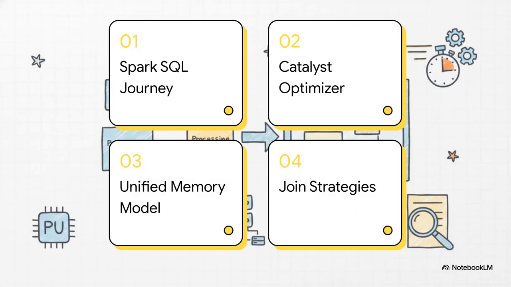To completely demystify Spark's architecture, we're going to break this down into 4 distinct chapters. First up, the Spark SQL journey itself. Then we'll go inside the Catalyst optimizer. Third, we'll tackle the unified memory model. And finally, we'll wrap up by mastering join strategies.